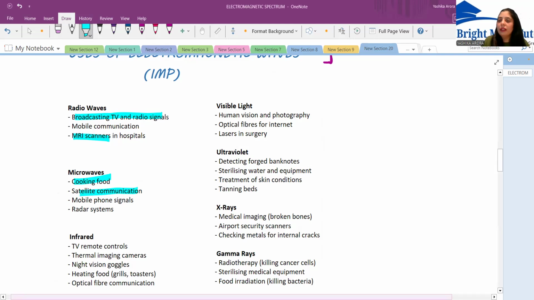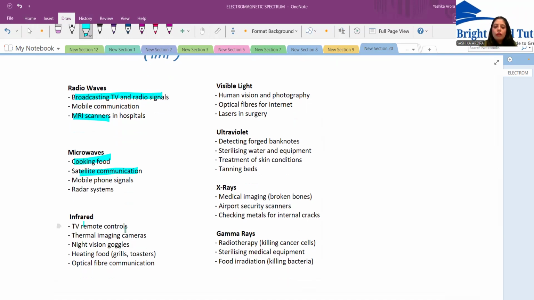Okay, infrared, remote control, because if you see those remote control devices, there's a small bulb in front of them. Basically, that is like the source of infrared. So it's used for TV remote controls and night vision goggles and thermal imaging cameras. Basically, IR is used to capture the images in the space as well, that respond to heat basically.